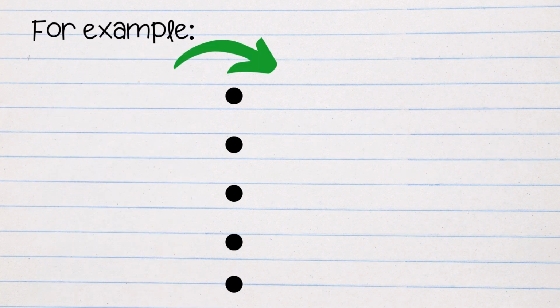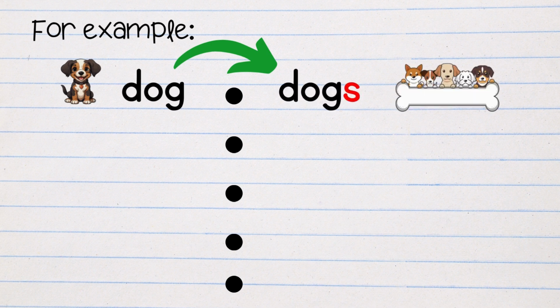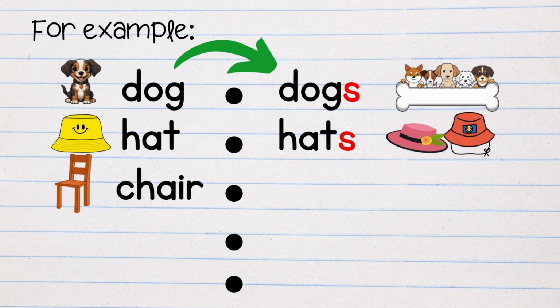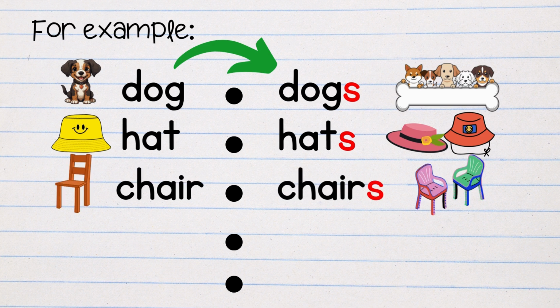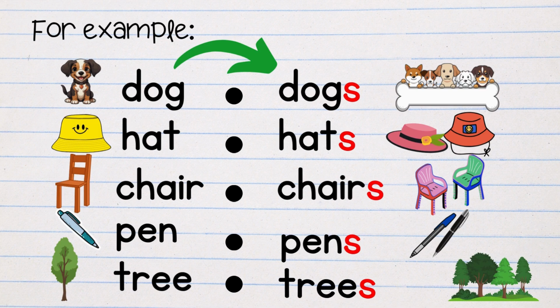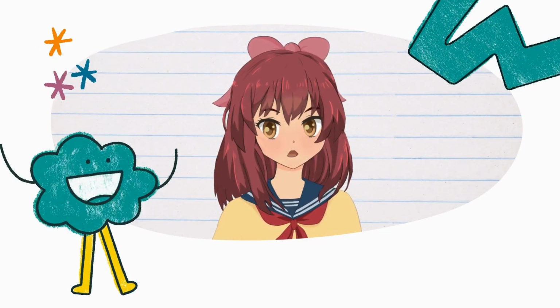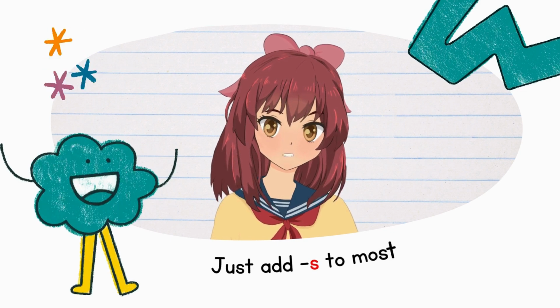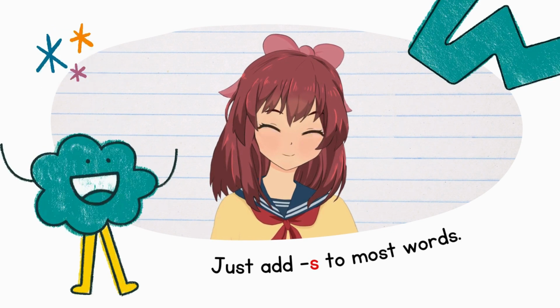For example, dog becomes dogs. Hat becomes hats. Chair becomes chairs. Pen becomes pens. Tree becomes trees. See? It's really simple. Just add s to most words.